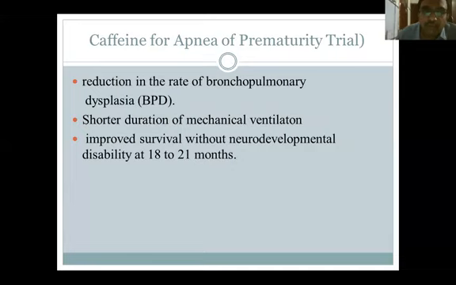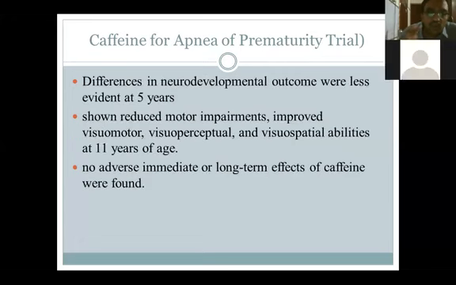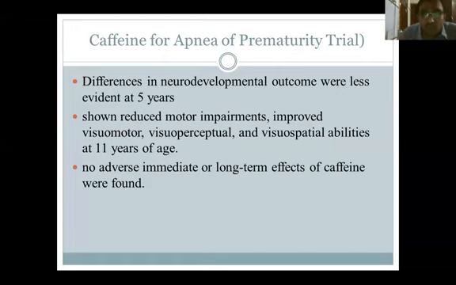Most important is improved survival without neurodevelopmental disability at 18 to 21 months. This has been proved because it's the longest study we have got, the CAP trial. Then the neurodevelopmental outcome was studied at 5 years and 11 years. At 5 years there was not much difference, but there was a difference in the visuomotor and visuoperceptual abilities at 11 years of age. And also, most important, the safety profile was good with caffeine citrate. This is the outcome of the caffeine CAP trial.